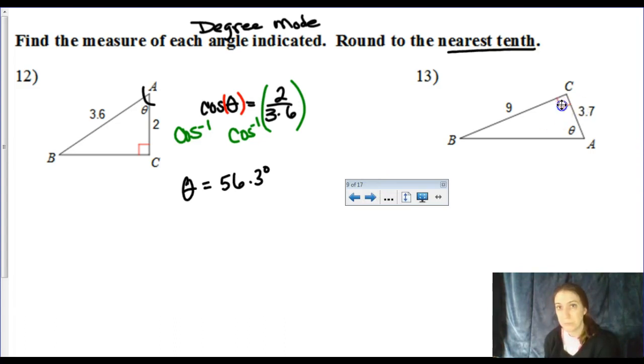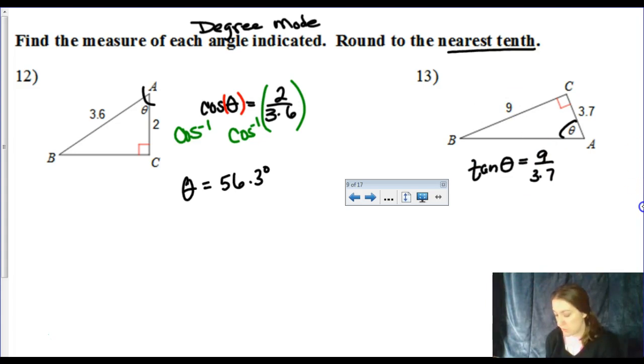Again, if you don't get that answer, you probably have your calculator in the wrong mode, so check your mode. Alright, here's my angle of reference over here, theta, which is angle A. Angle A has an adjacent and an opposite side associated with it, and those are the sides given to me. So that means I'm going to set up tangent. Tangent of angle theta is opposite over adjacent.